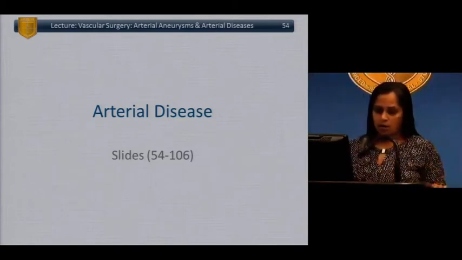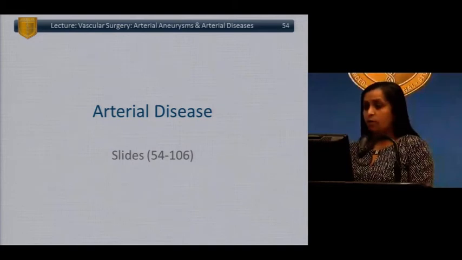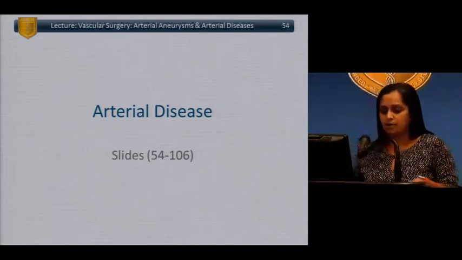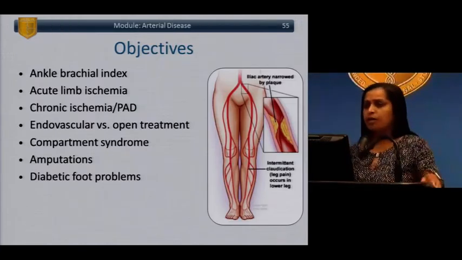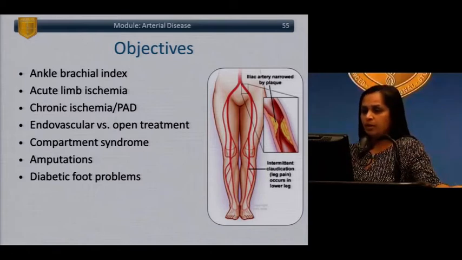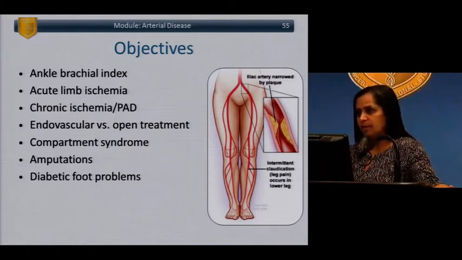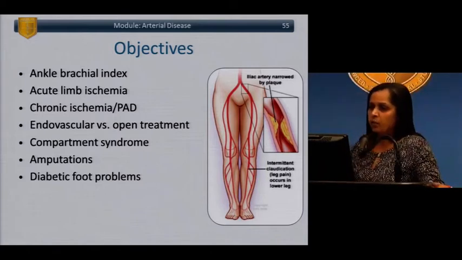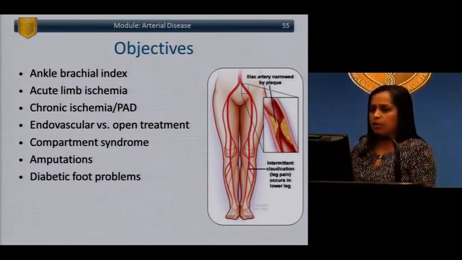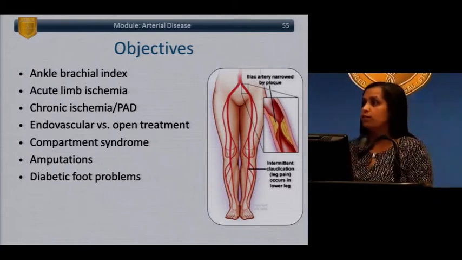So we'll talk now about lower extremity arterial disease for the next half of this discussion. We're going to go through the concept of what an ABI is, talk a little bit about acute limb ischemia and what causes it, chronic limb ischemia and peripheral arterial disease, treatment options, and then a little bit about compartment syndrome, amputations, and diabetic foot problems, which are a frequent issue that everybody encounters, general surgeons and vascular surgeons.